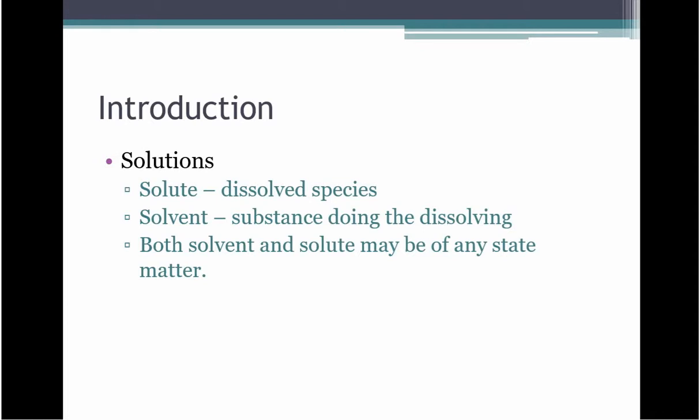Now, in general, guys, we talk about a solution. It's a homogeneous mixture. And so if you think back to 111, that means it's the same all the way through, and you can't really distinguish between the individual components here. Now, also don't get really held up on liquid solution. A solution can be a solid, it can be a liquid, it can be a gas, and you can have solute and solvent with any of those phases.